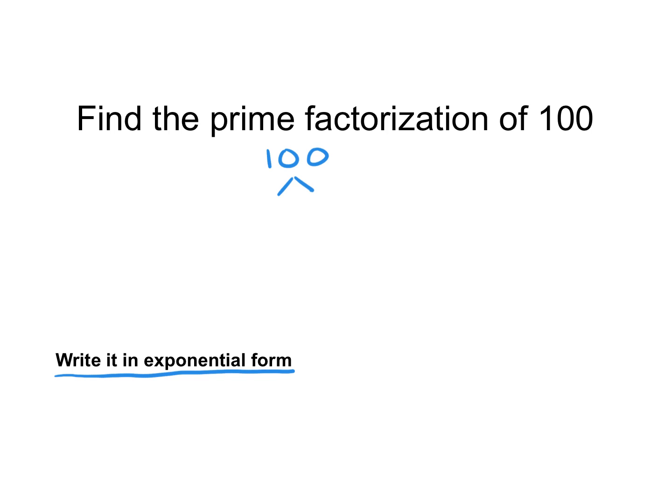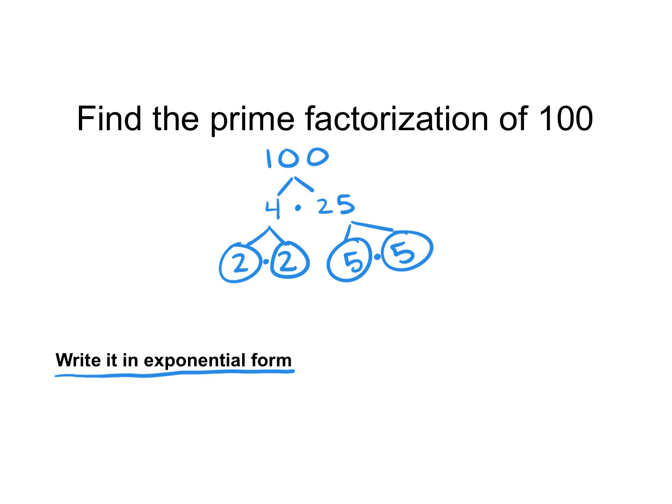Okay, so hopefully you did that. And for mine, I am going to do 4 times 25. And for 4, 2 times 2, prime, prime. And for 25, I'm going to do 5 times 5, prime, prime. Then I'm going to take the smallest number, which is a 2. There are 2 of them, times the next smallest number, which there are 2 of them. And I'm done.